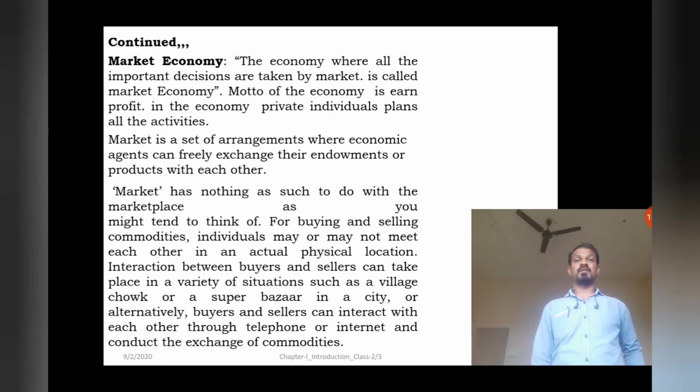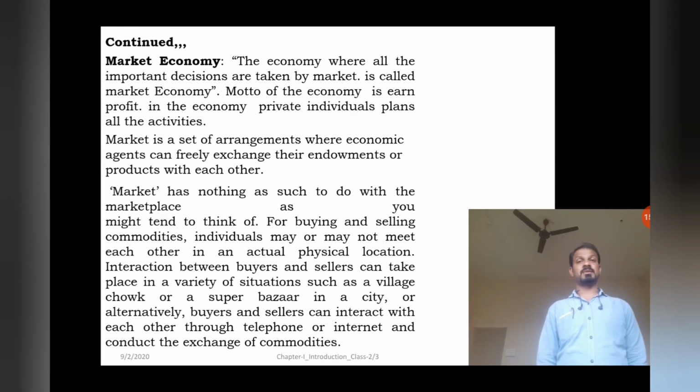So let us take the second kind of economy, that is the market economy. The term itself says that here the economy is run by the market. Here the government is limited, meaning very little. Whatever important decisions are taken are taken by the market only. Market means private individuals. Let us define what a market economy is. A market economy is the economy where all the important decisions are taken by the market. Decisions such as how to produce, for whom to produce, and what to produce are made by the market itself, meaning private individuals themselves.